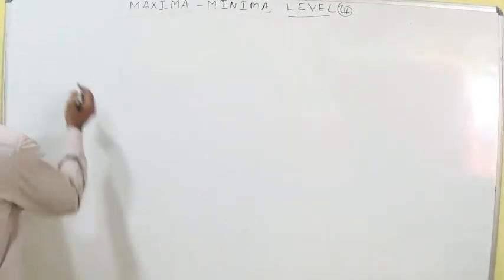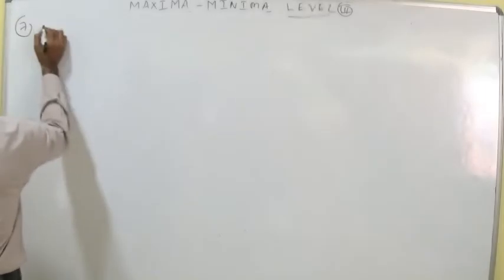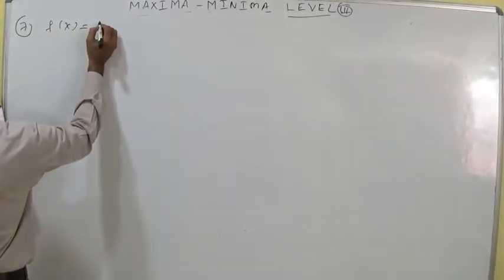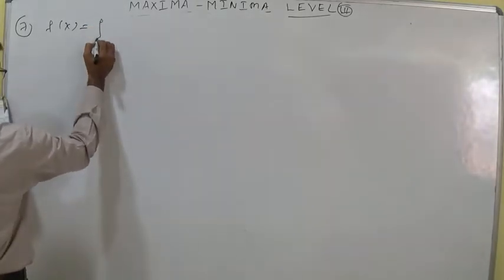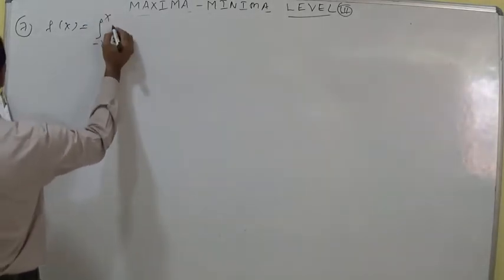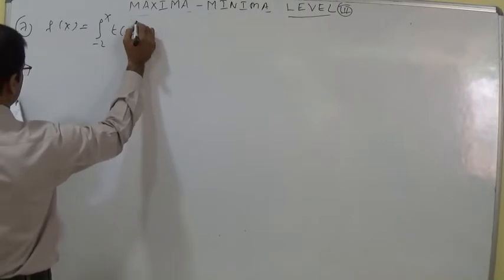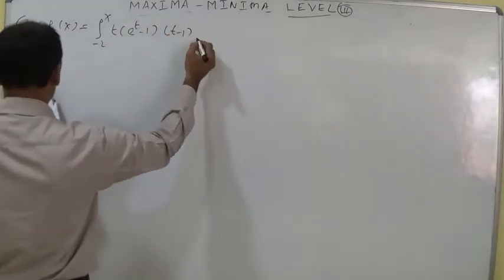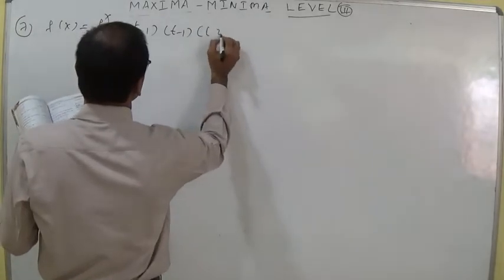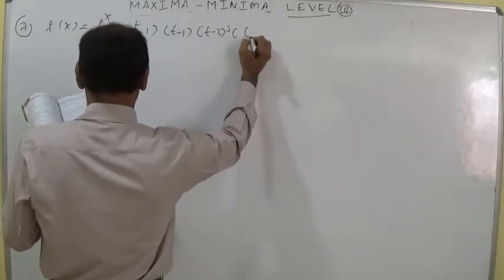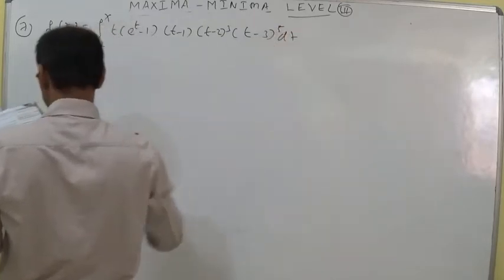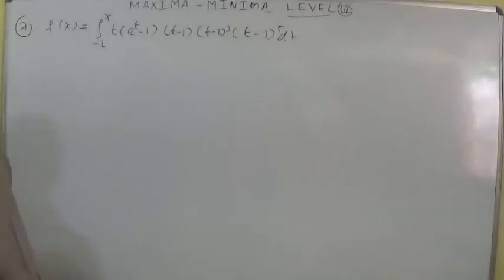Next, let us discuss the 7th one. This is also a different sum. The function f of x is equal to the integral from minus 2 to x of t into e power t minus 1 into (t minus 1) into (t minus 2) whole cube into (t minus 3) whole power 5 dt, has a local minimum at x equal to what?